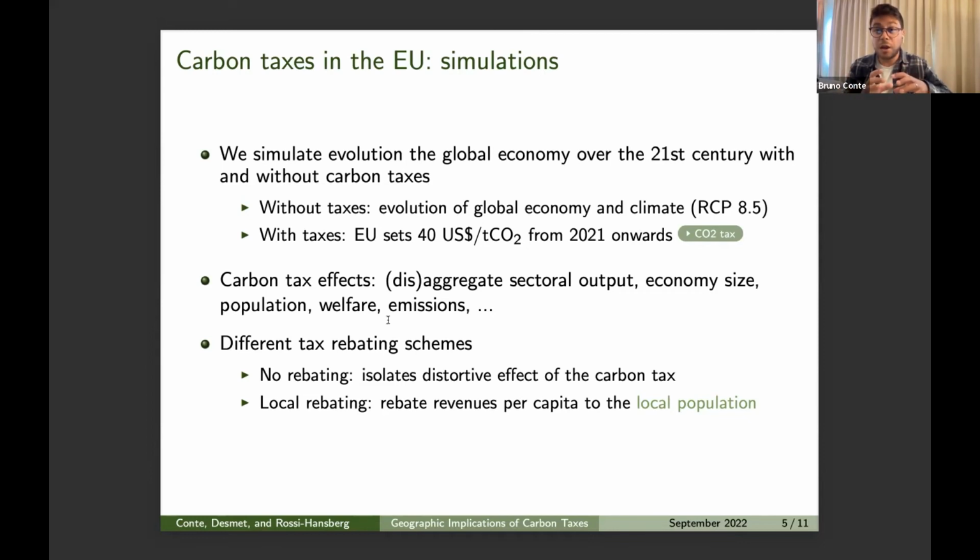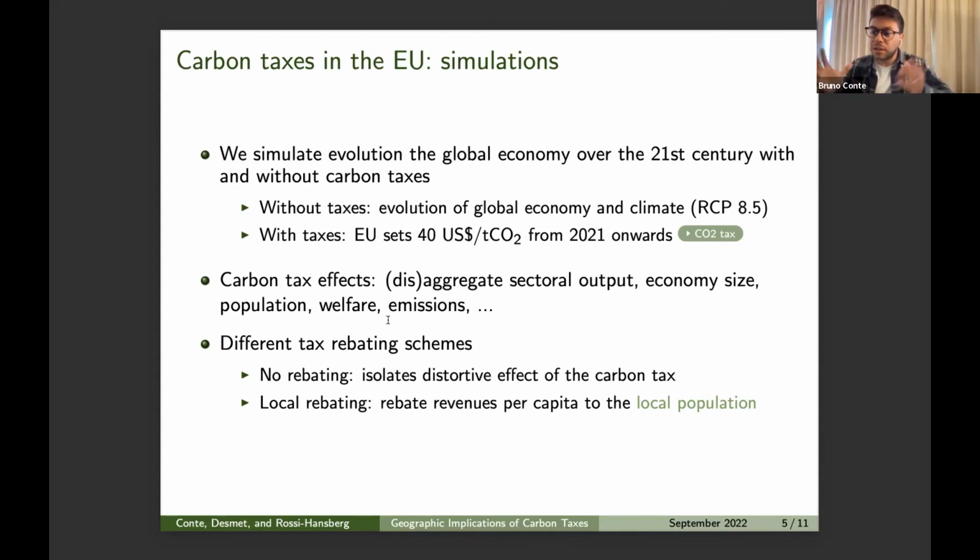But then in the scenario with taxes, we do the same simulation, but from the year 2021 the European Union is taxing carbon. And then we are able to compare the outcomes of the model along several dimensions, both disaggregated all the way up to the grid cell level, and aggregated at the country, region, or even global level: in terms of sector outputs, the size of the economy, population, welfare, and even the environmental side in terms of emissions, temperature increase, and many other things.